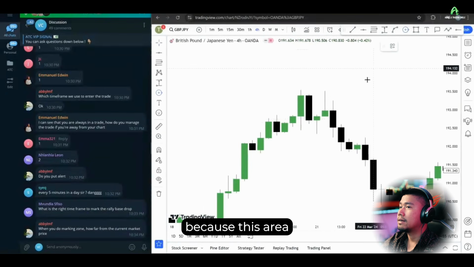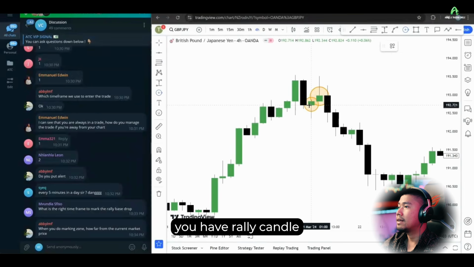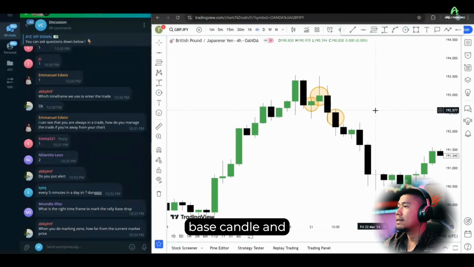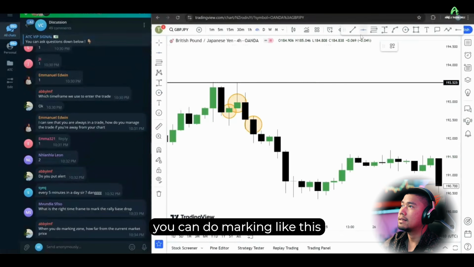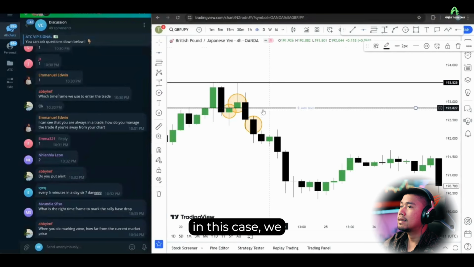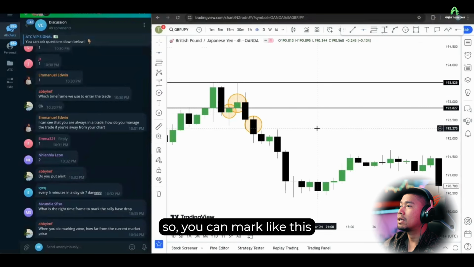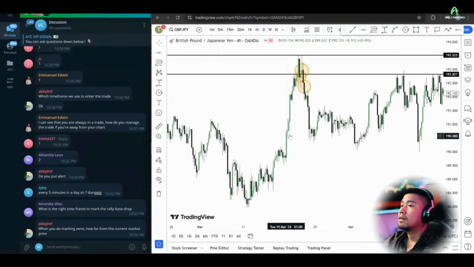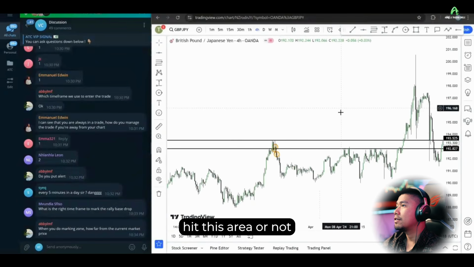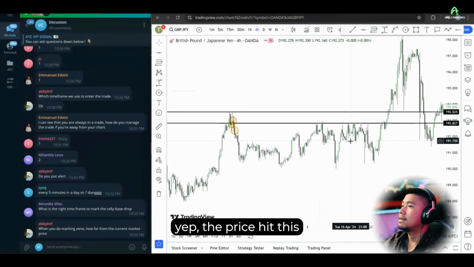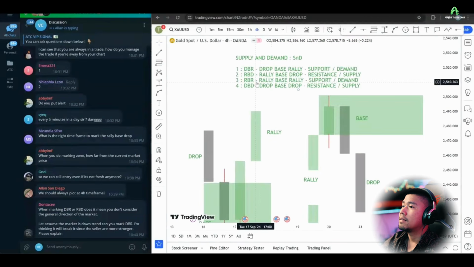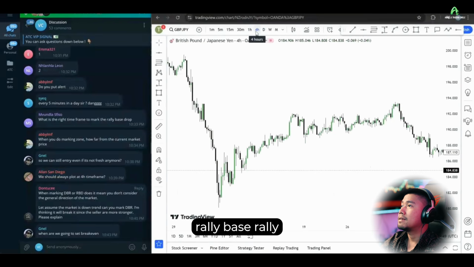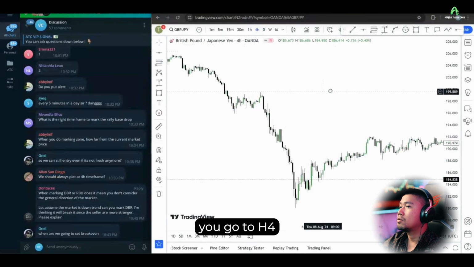You can use this area because here you have a rally candle, base candle, and drop candle. So if you want to do marking, you can do marking like this. In this case, we don't have a lower shadow, so you can mark like this. Alright. Okay, let's see if the price hits this area or not. Yep, the price did hit this area several times. Let's use it only if you're scared, maximum 2 times. Alright. And then for rally base rally, you go to H4.